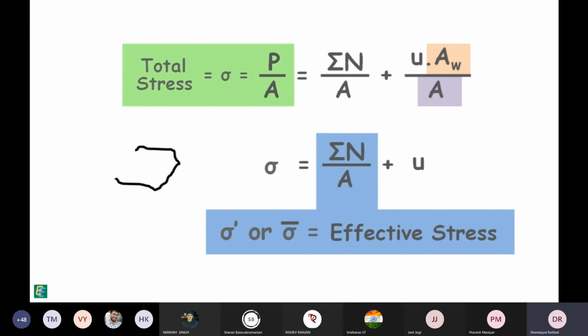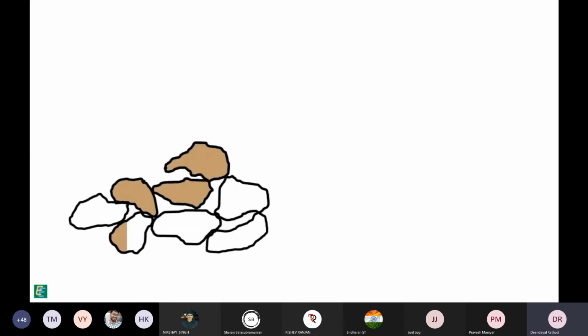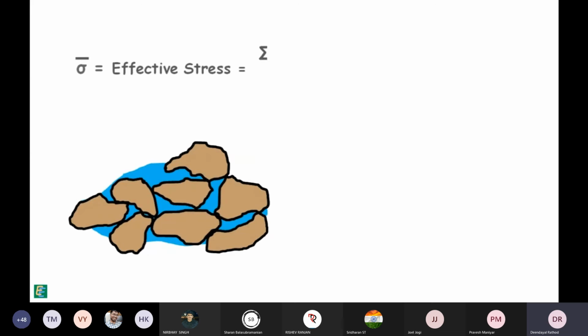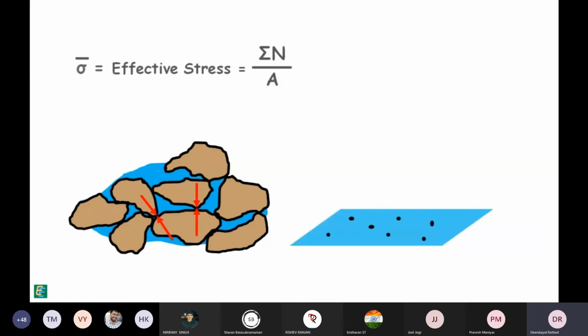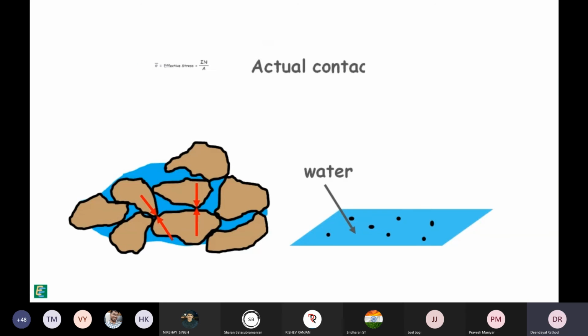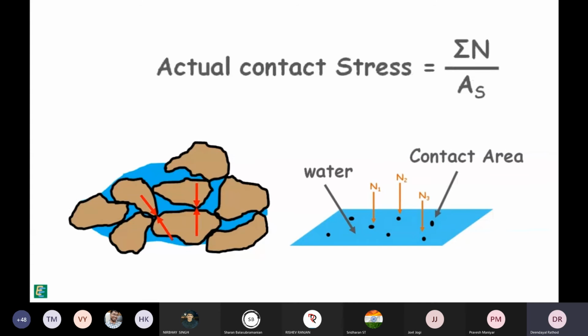We can say that effective stress is the pressure transmitted through particles' contact with each other. It must be noted that effective stress is equal to the total normal force transmitted at the points of contact divided by the total area of the plane, which includes the area of voids as well that are occupied by water. This effective stress is much smaller than the actual contact stress, which will be the total normal force transmitted at the points of contact divided by the actual contact area only. This quantity will be huge.